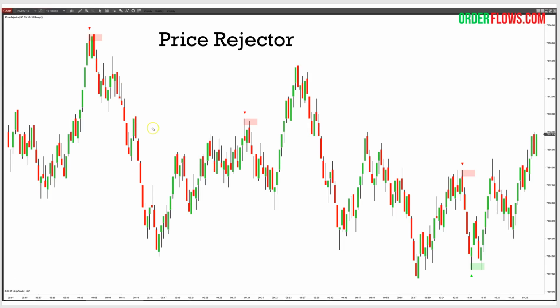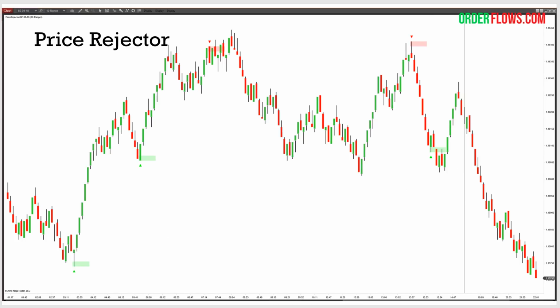Again, this is the price rejector on NASDAQ. It gets some nice moves in here. The euro currency. And again, you've got to watch, when you test these levels again, is buying still strong or is buying weaker? Or selling, is it strong or is it weak?